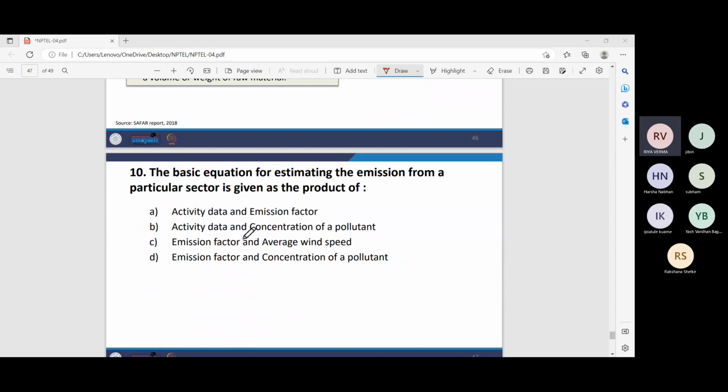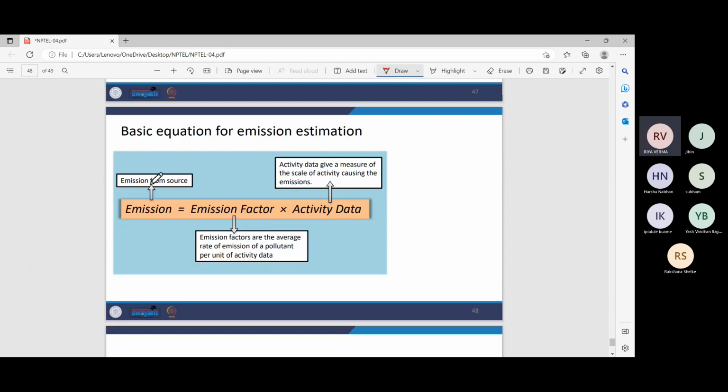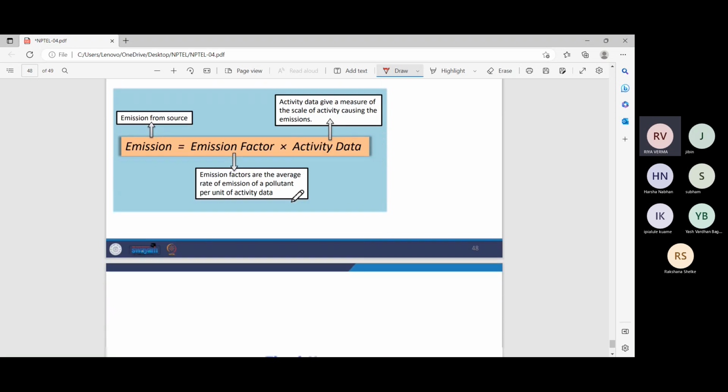Next, the basic equation for estimating the emission from a particular source is given as the product of: first, your activity data and emission factor; second, your activity data and concentration of a pollutant; third, emission factor and average wind speed; and fourth, emission factor and concentration of a pollutant. So which will it be? Activity data and emission factor, as taken earlier in the previous slide. The total emission from a source is the multiplication of your emission factor and the activity data.